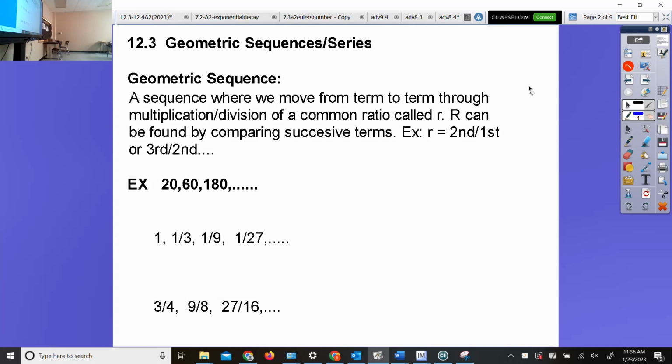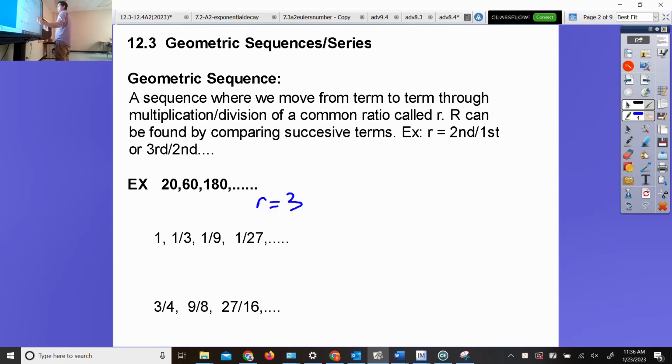There's 3 sequences up there, and the whole point of those sequences being there is just to see if we can figure out the ratio or not. You know, I feel like everybody ought to know the ratio of 20, 60, 180. I could be wrong about that. What's the ratio? 3.